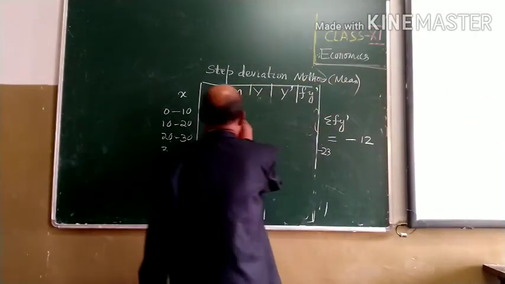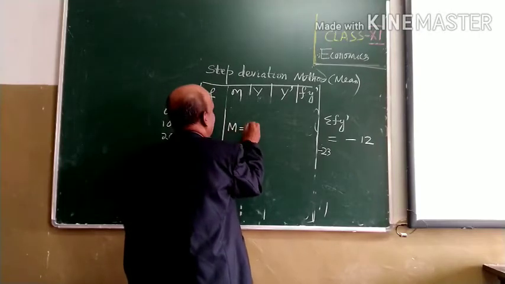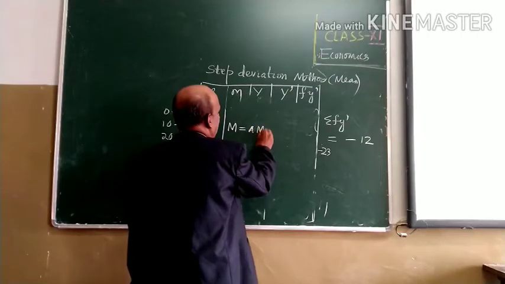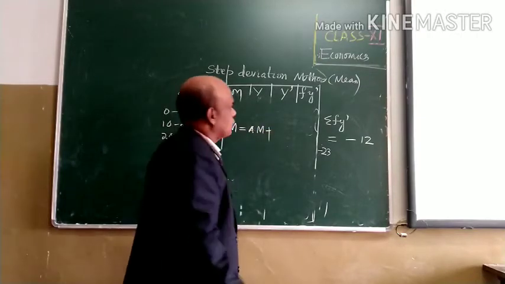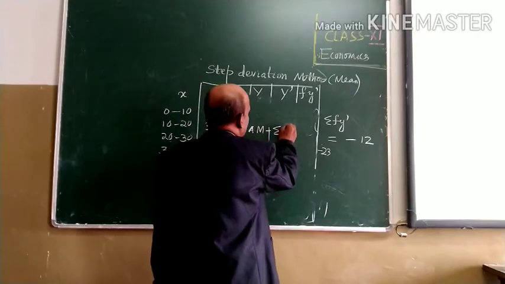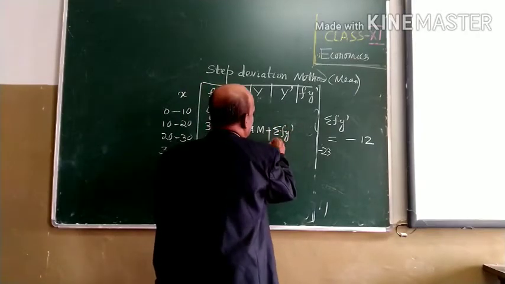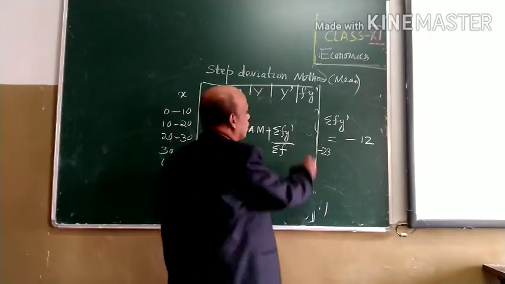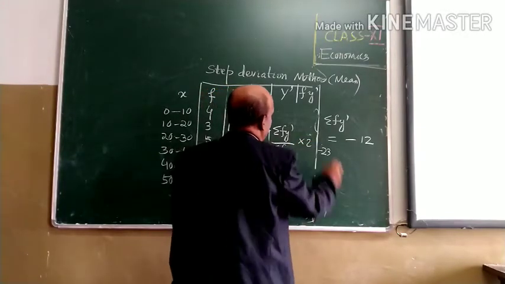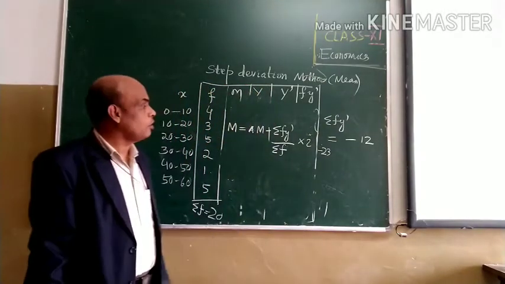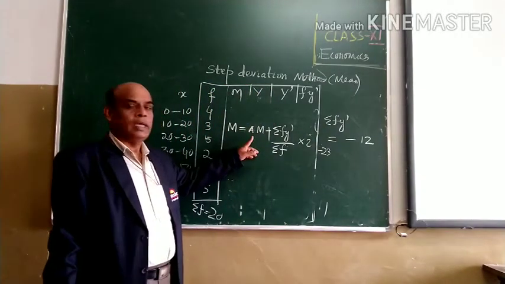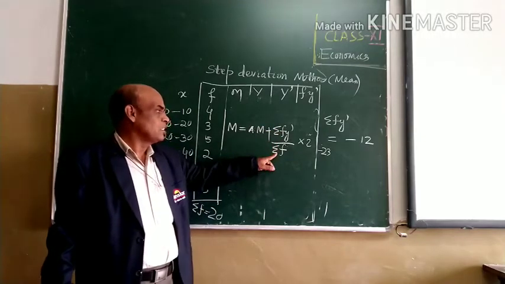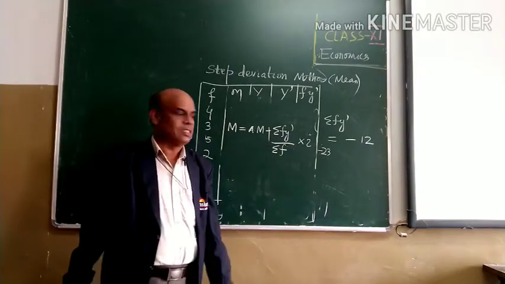Now you have to write arithmetic mean. So mean formula is assumed mean plus sigma fi dash divided by sigma f into class interval. For the step deviation method, this formula we use: assumed mean plus sigma fi dash by sigma f into class interval.